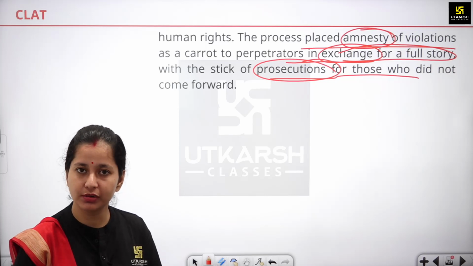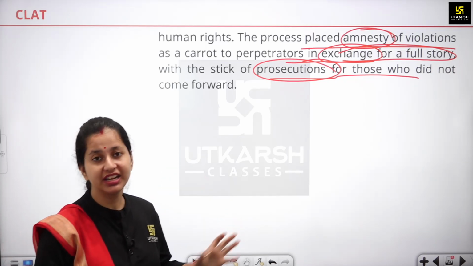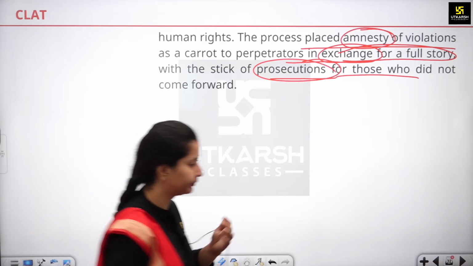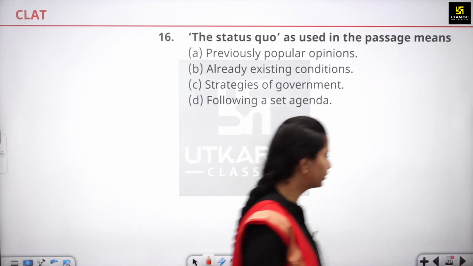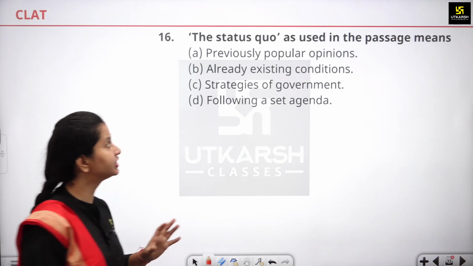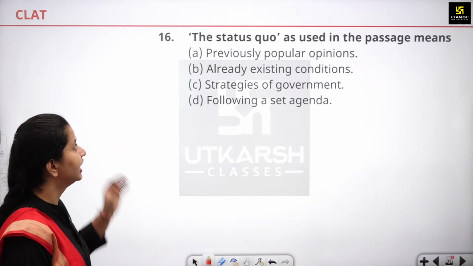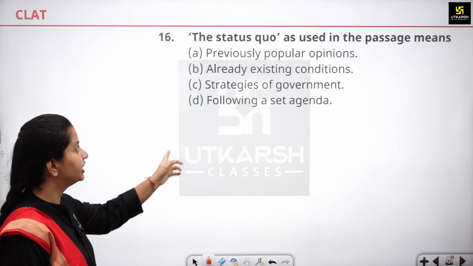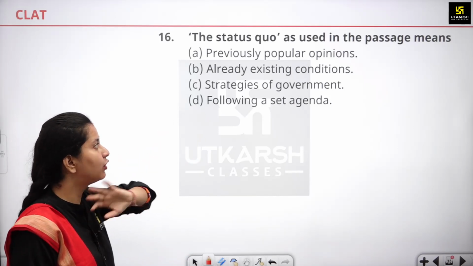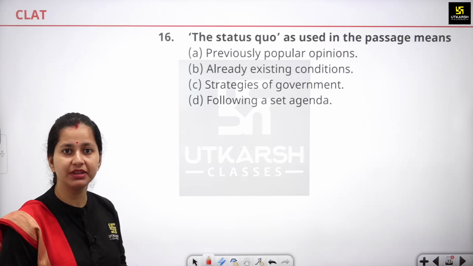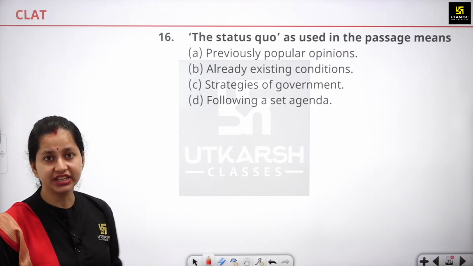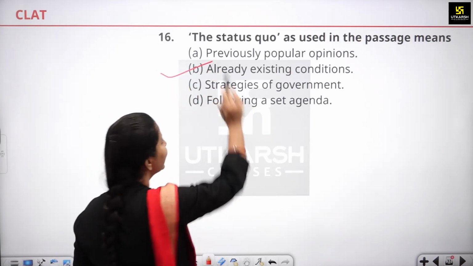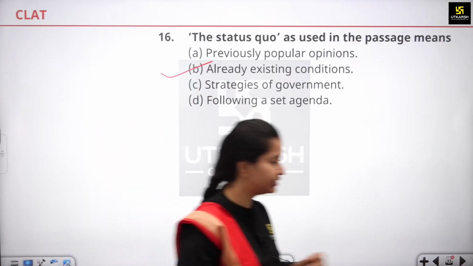So this was the whole passage about apartheid and how the TRC was failed basically. Now the questions that follow. The first question: the status quo used means previously popular opinions, already existing conditions, strategies of government, or following a set agenda. Status quo means the current situation. The recent situation is referred to as status quo. So the correct answer is already existing conditions.